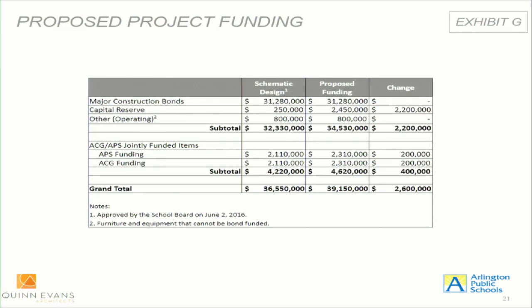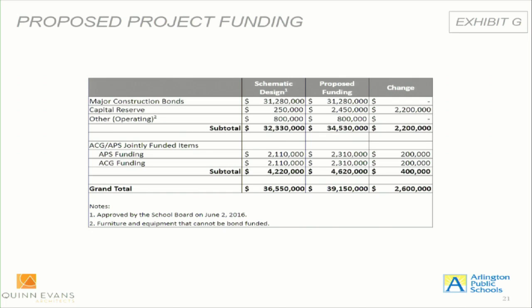The proposed project funding is shown here at schematic design. The total project was $36,550,000. It was composed of major construction bonds, capital reserve funds of $250,000, some operating funds for things like furniture and equipment that can't be bought with bonds in the amount of $800,000. And then some jointly funded items, both from the county and the schools, totaling $4.22 million.